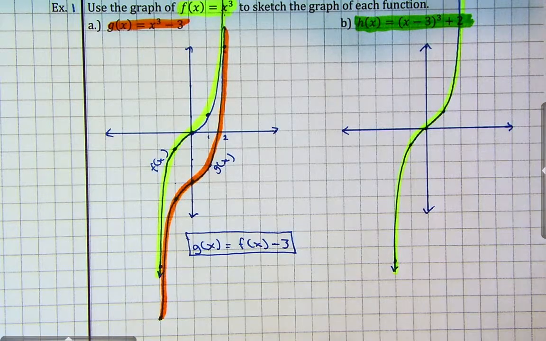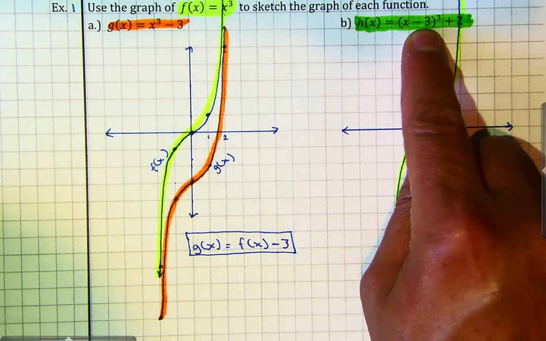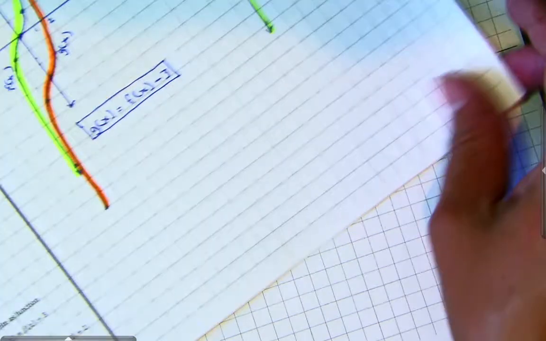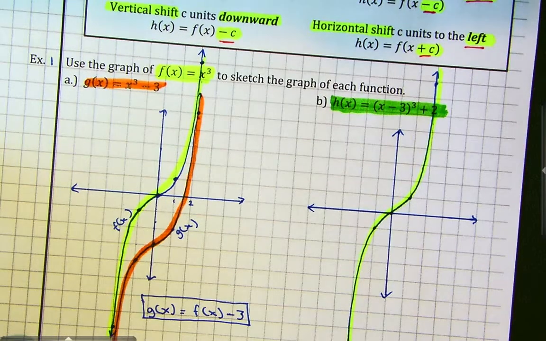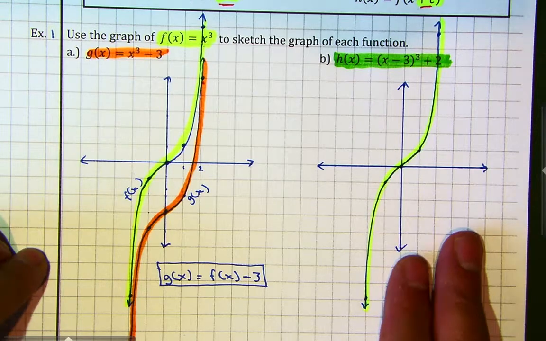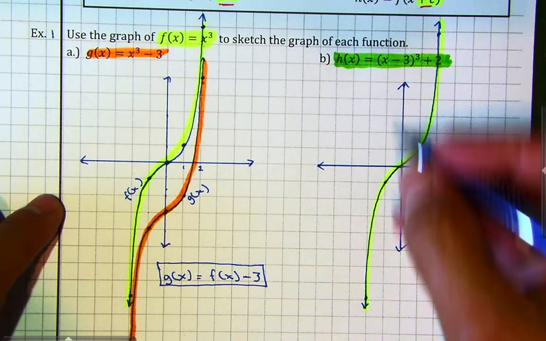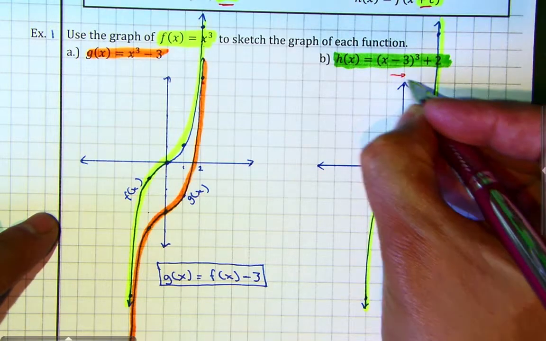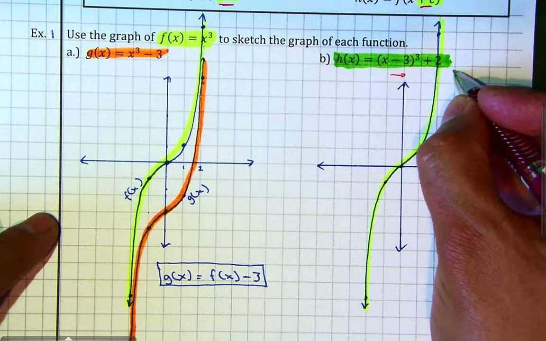And what does the negative 3 do to the graph? And what does the 2 do to the graph? Go ahead and graph it, pause it, graph it, and then we can check our answers. Pause it. Excellent. So in this case, this negative 3 is going to move the graph to the right, and this positive 2 is going to move it up.